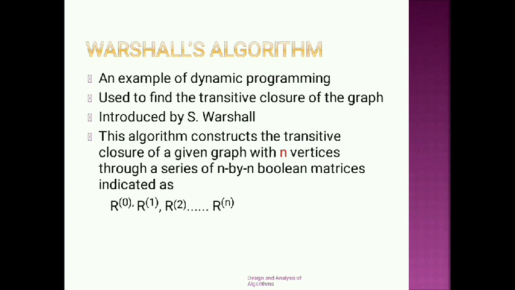So here a series of subdecisions are made in order to get the final solution. All R0, R1, R2 are the subdecisions made here, and Rn is the final solution we get, which is actually the transitive closure of the given graph with n vertices, and it is an n cross n Boolean matrix. All of these R0, R1, R2 are n cross n Boolean matrices.